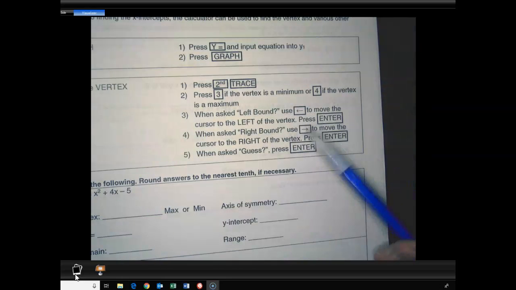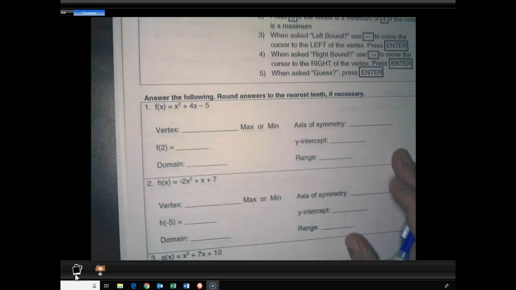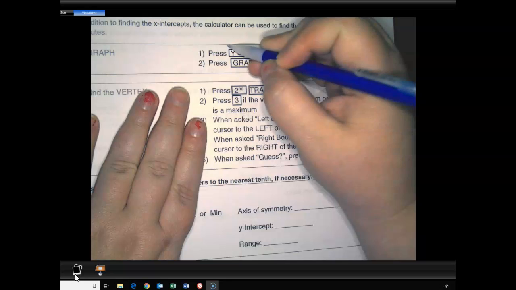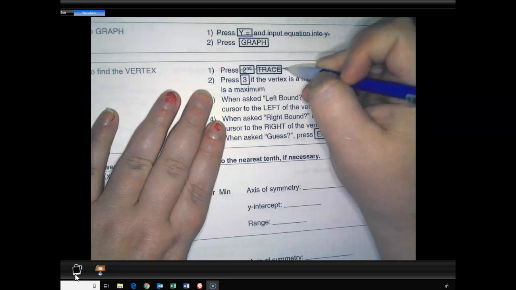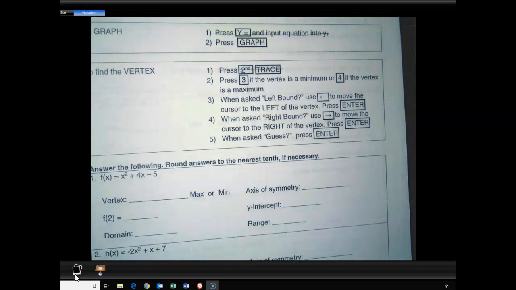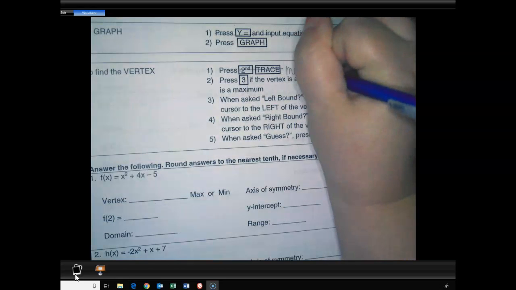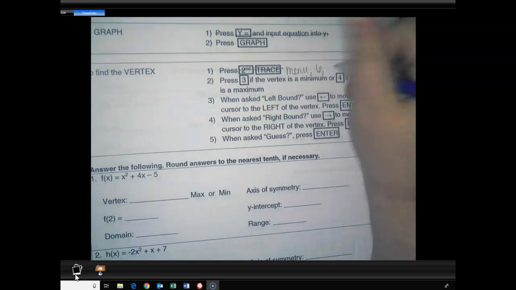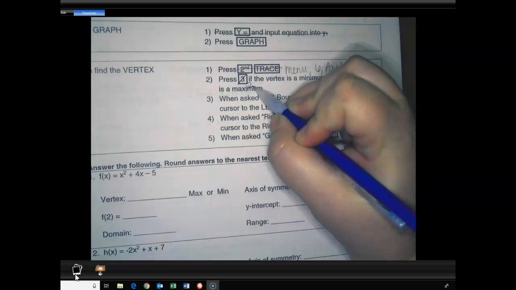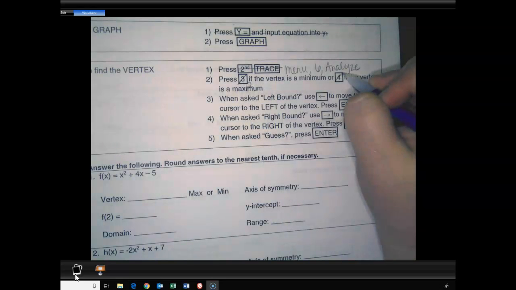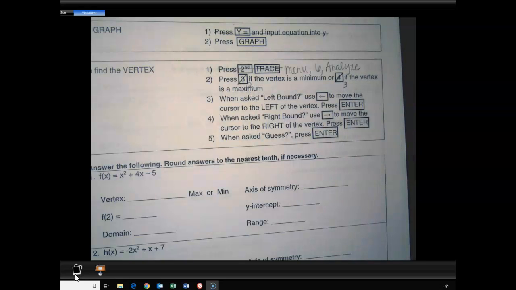These directions are pretty close to what we're really doing, so they're just going to mark out a few things. We're going to mark out that we're not going to press y equals. We're going to press graph. And instead of second trace, we're going to, sorry, I got to find my other notes. We're going to hit menu, 6, analyze. And then instead of a 3, we're going to mark that one out. We're going to put a 2. And instead of the 4, we're going to mark that out and put a 3. But everything else is pretty much the same on the directions.